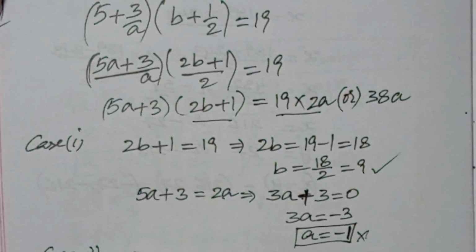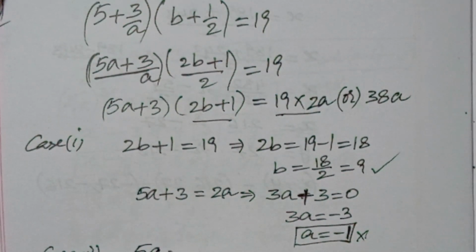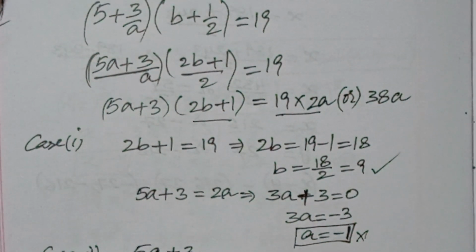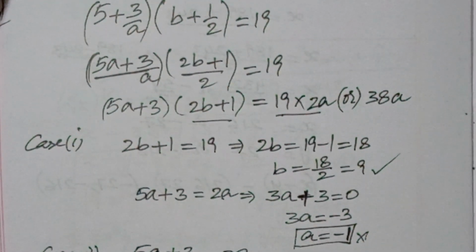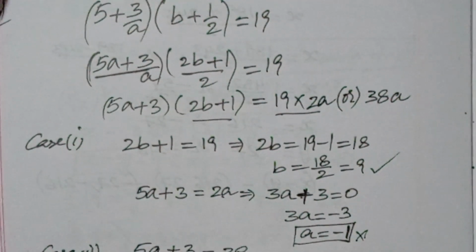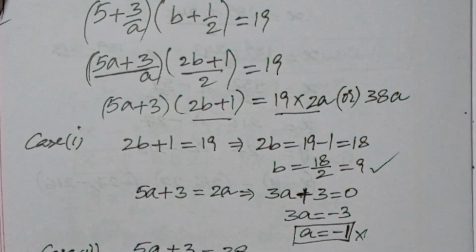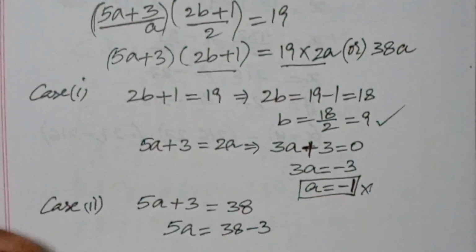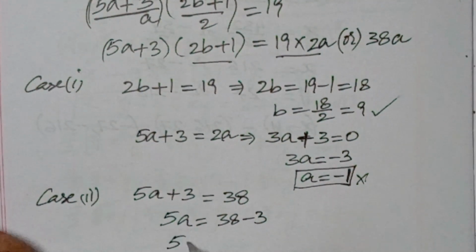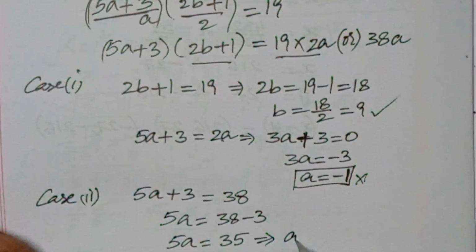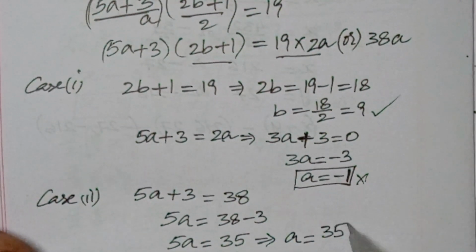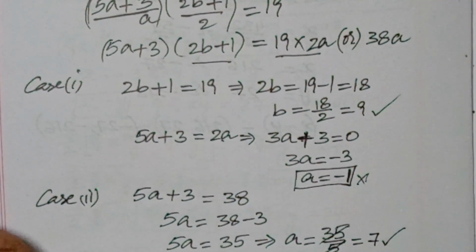Case 2, what I am taking: 5a + 3 is equal to 38. 5a + 3 equal to 38. 5a is equal to 38 minus 3. 5a is equal to 35. That implies a is equal to 35 by 5. We are getting 7 now. a value is 7.